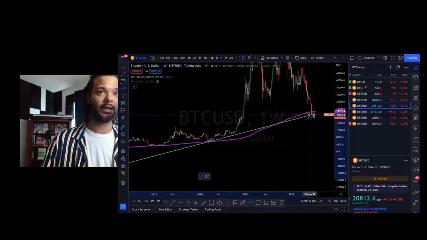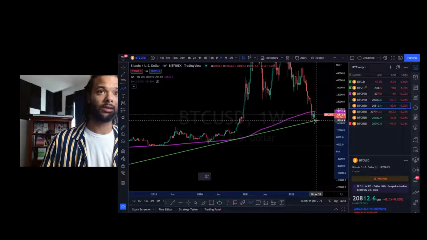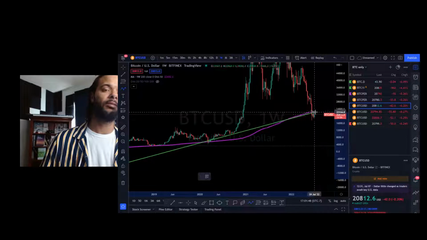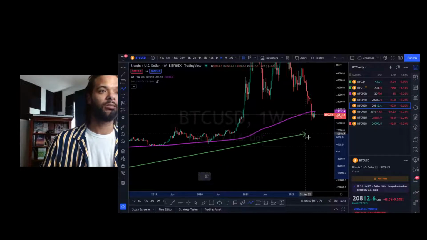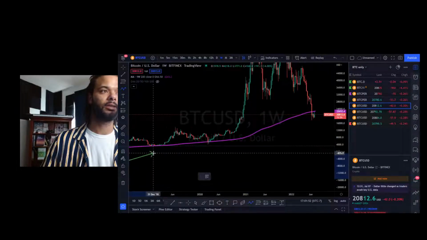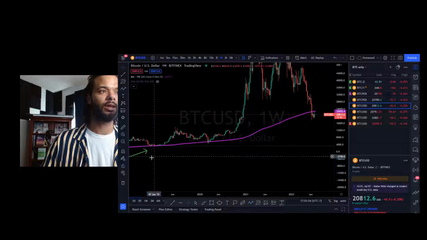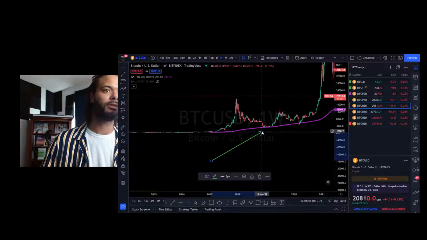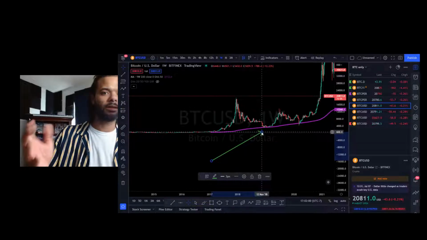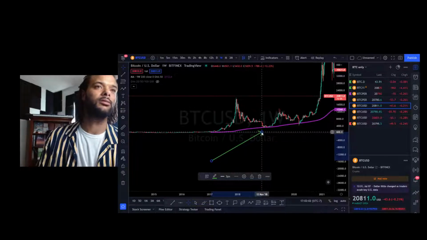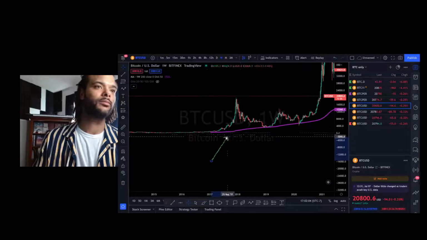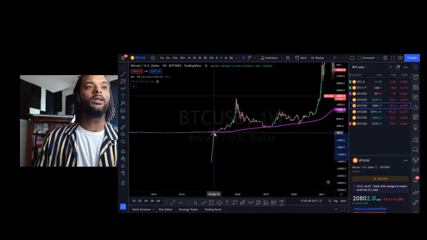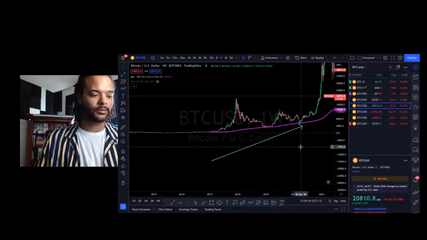And so now we're right here, and we've closed 2-3 weeks below it. So if we don't get back above it, that could signal much, much more downside, because historically since 2016, it's held up pretty well. And 200 weeks is about 4 years, right? That's about 48 months. So just be aware of that.